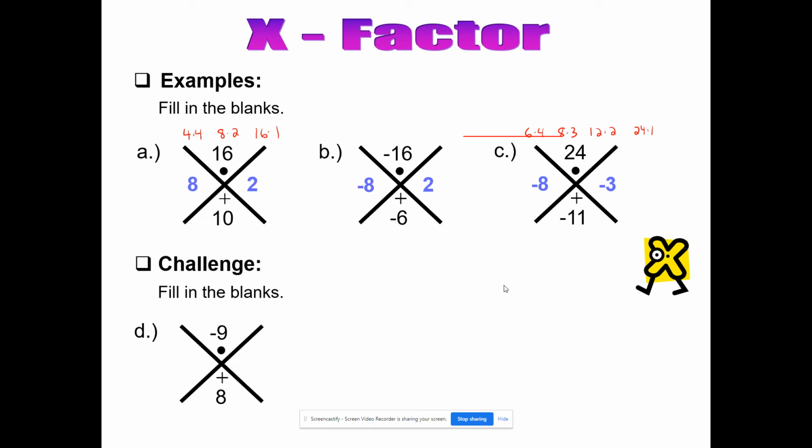Okay, so let's check this one out. So with 9, all I have are 3 times 3 or 9 times 1. And I want to get an 8. So if I take 9 and subtract 1, I get 8. So if I make it 9 times negative 1, 9 plus negative 1 is 8. And if I multiply them, I do get negative 9. Perfect.